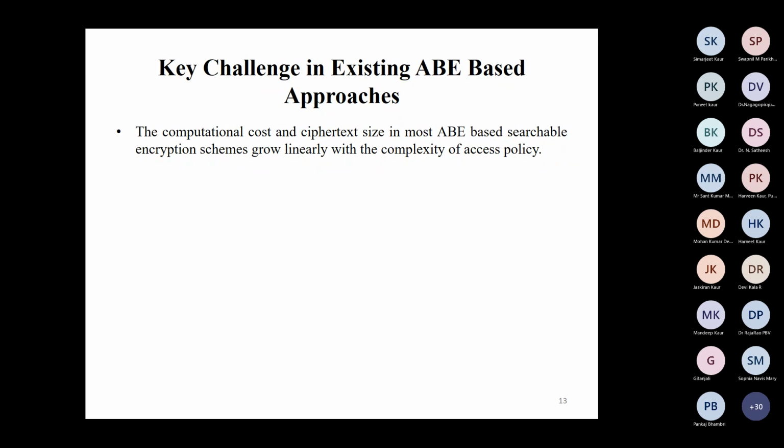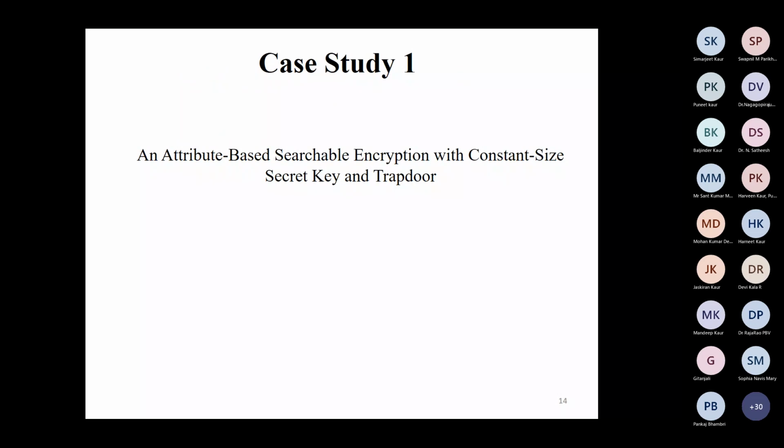We want to use fine-grainedness, but we don't want to increase the associated storage and computational cost of the ciphertext for searching the keywords. We want that to be constant. It should not vary as per the number of attributes. So this is the key agenda right now. This is the first scheme we'll discuss, in which we'll be using attributes, but the size of the secret key and the search trapdoor will be constant. It will not vary with the number of attributes.